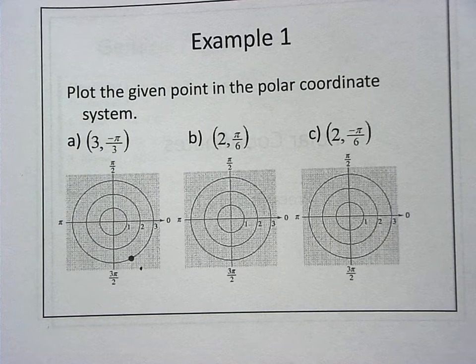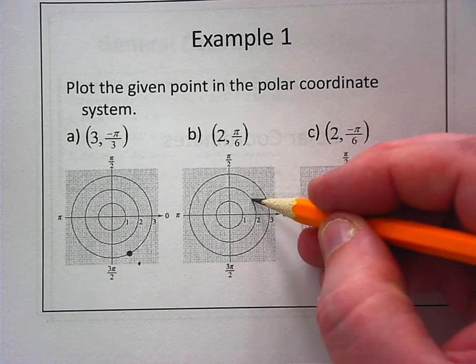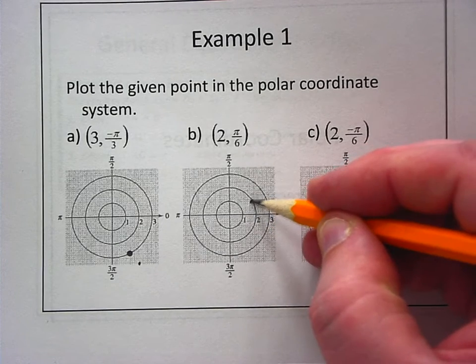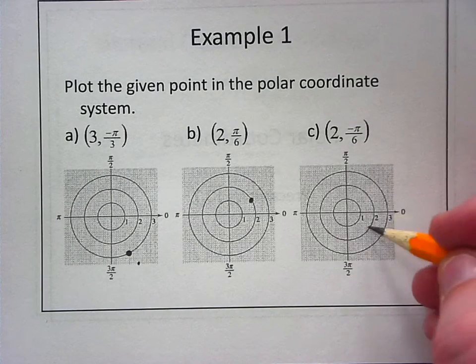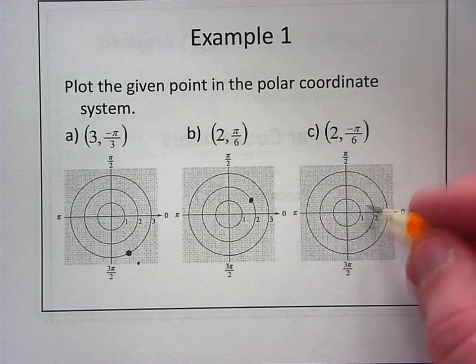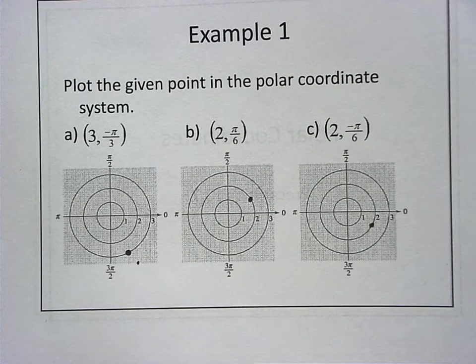What about for B? 2 circles out and closer to the x-axis. Yeah, closer to the x-axis, 2 circles out. And for C? Other side, opposite. Yeah, it's just a reflection over that polar axis. Not bad?